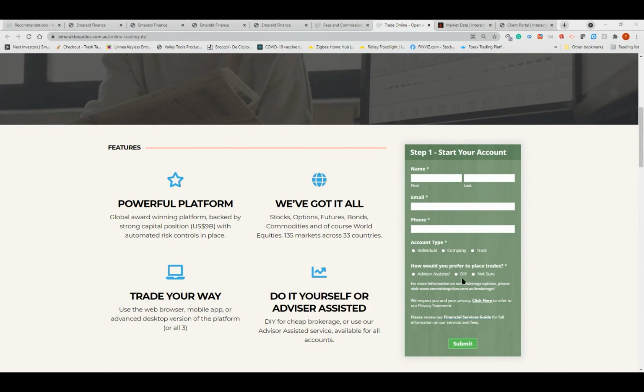Only thing you need to be aware of is whether you want to go for the more advisor-assisted services or the DIY pricing on your account, and we'll set you up with that fee schedule.